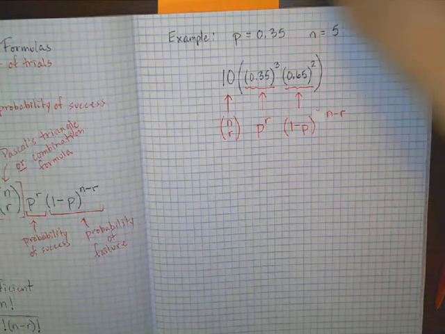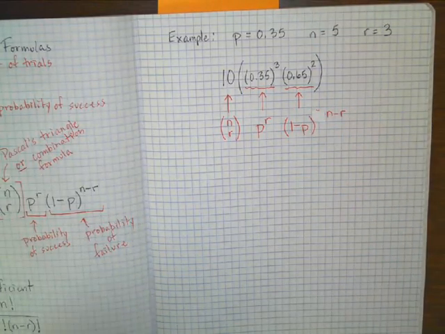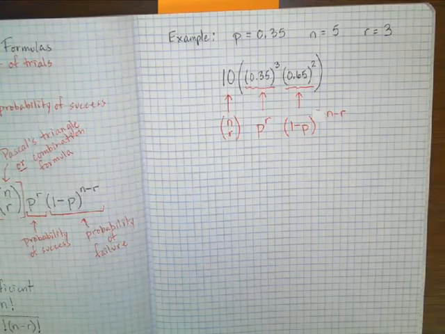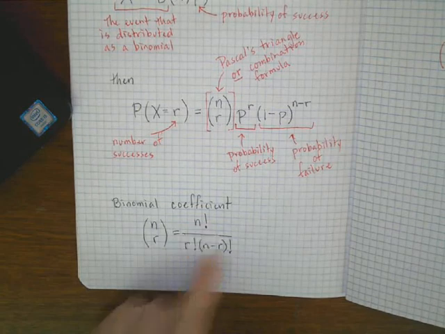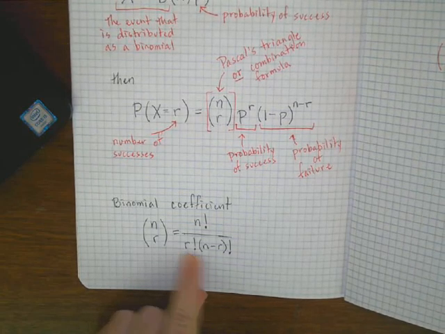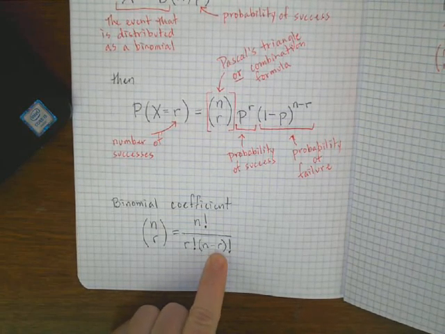But now let's go ahead and use a formula. So the formula for N over R, we wrote down over here. Here it is right here. It's N factorial, the number of trials factorial, over the number of successes factorial, times the number of trials minus the number of successes factorial. So let's go ahead and calculate that.